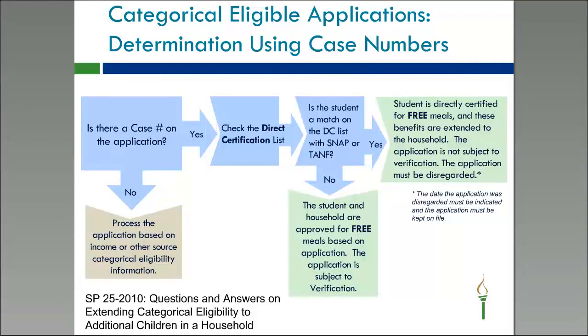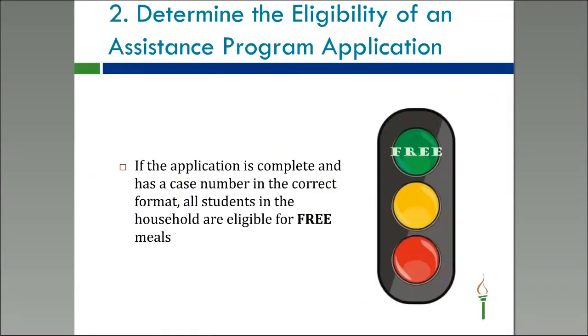However, if the student is a match on the direct certification list for SNAP or TANF, then the entire household is eligible for free meals, and the application is not subject to verification and must be disregarded. If they're a match on the direct certification list for foster only, then the benefits don't extend, but the application is not subject to verification. If the application is complete and has a case number in the correct format, all students in the household are eligible for free meals.